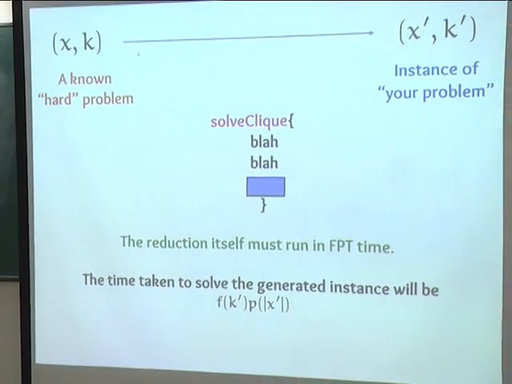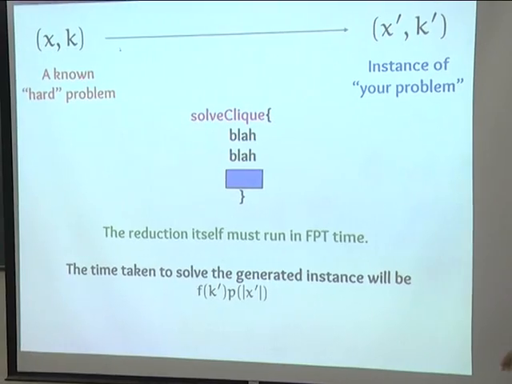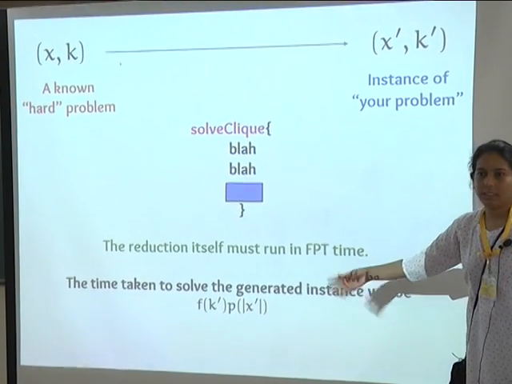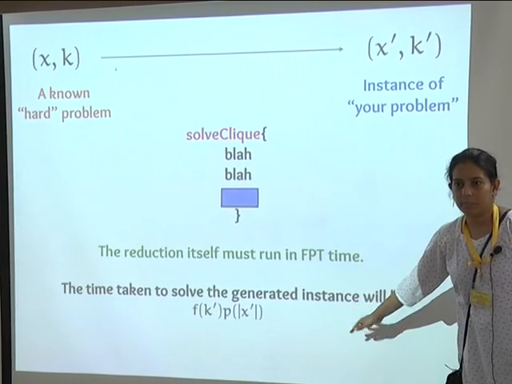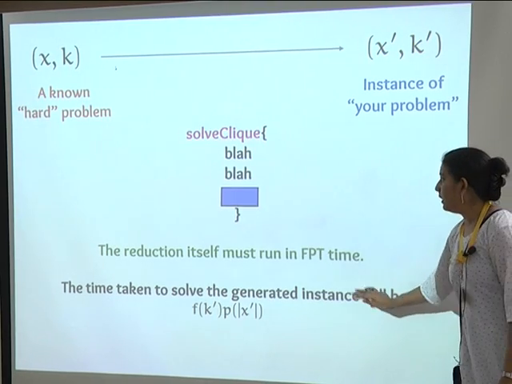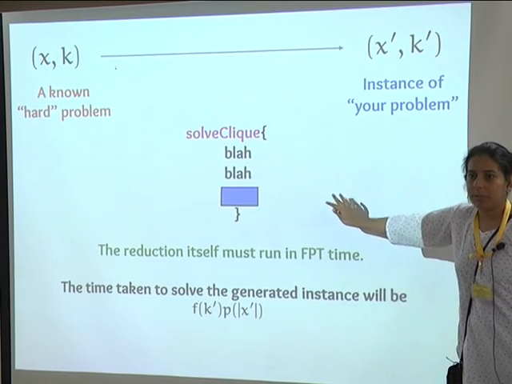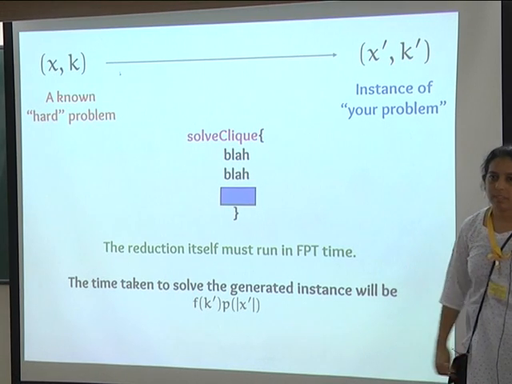So if the size of the instance blows up, it's still fine, because all you want is to be able to work in FPT time down here. You don't need this algorithm to be polynomial time at all. You need it to be FPT time.